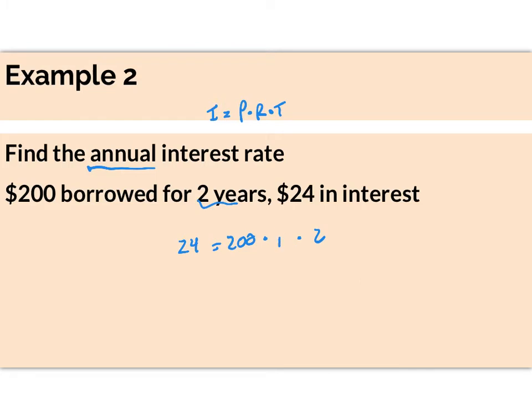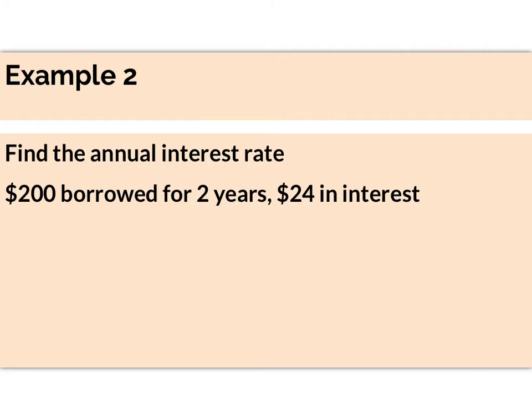So what is our rate? Well, we're going to just put an R in here for rate. We don't have it. So 24 equals, multiply the numbers that you do have: 200 times 2 becomes 400 times R. And now this looks very similar to some of the percentage problems we were working on. And we'll continue this one on the next page.